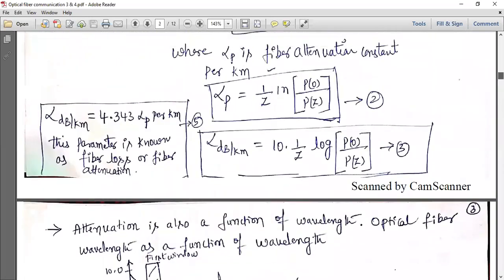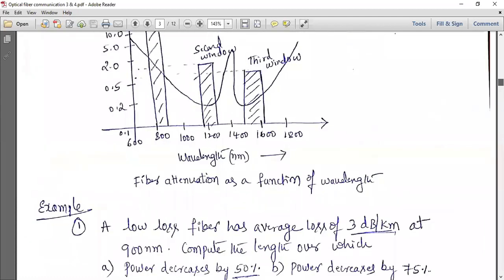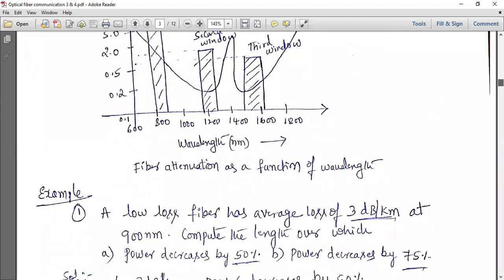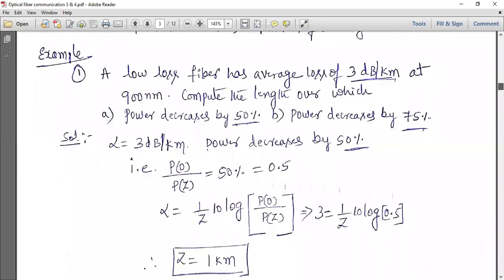In the last page, I gave an expression for finding the attenuation. We'll go ahead and solve a few problems, because normally problems will be asked in the exam, or they may ask the theory related to attenuation. It is a 2A question. A low loss fiber has an average loss of 3 dB per kilometer at 900 nanometer. Compute the length over which the power decreases by 50%, and over which the power decreases by 75%.